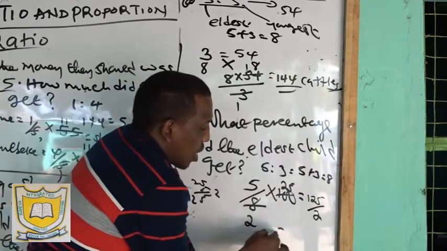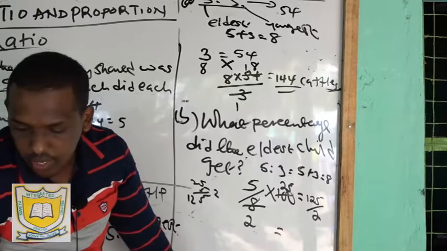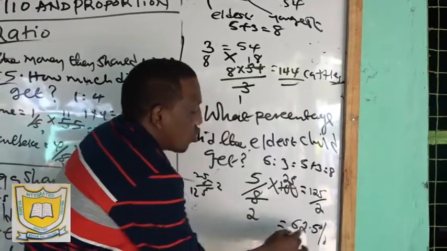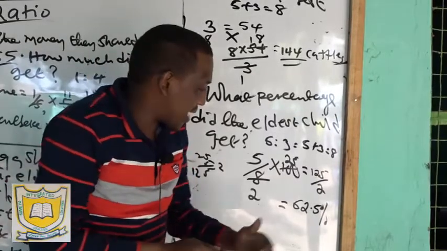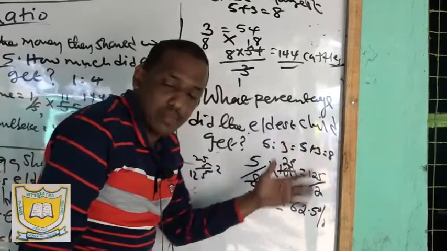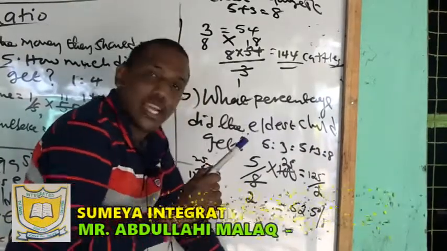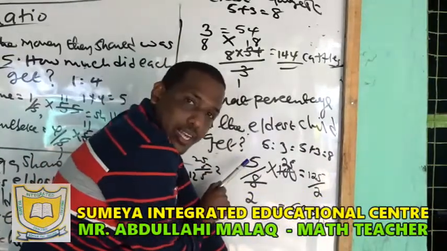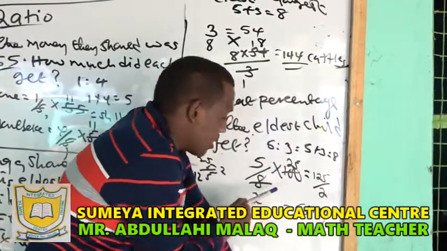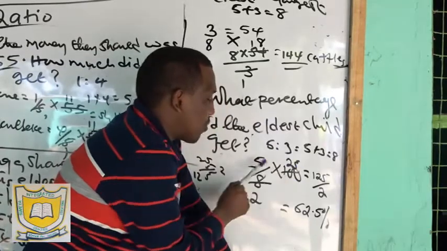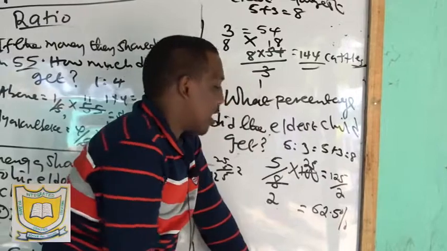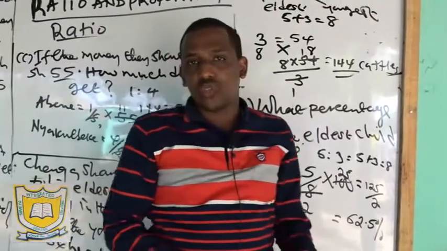which is equal to, when you divide, you will get 62.5%. So they're asking the percentage of the eldest. Percentage of the eldest is equal to the ratio of the eldest, 5, over the total ratio, which is 8, times 100 percent. By 4, 2, by 4, 25. 25 times 5 is 125, over 2, 62.5. That is how we find the percentage. It is very simple.